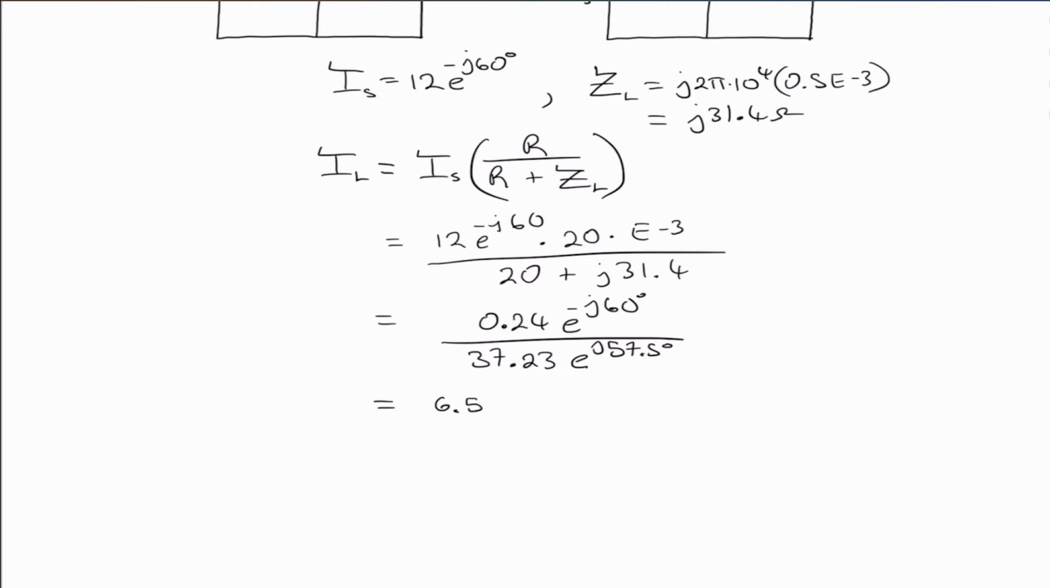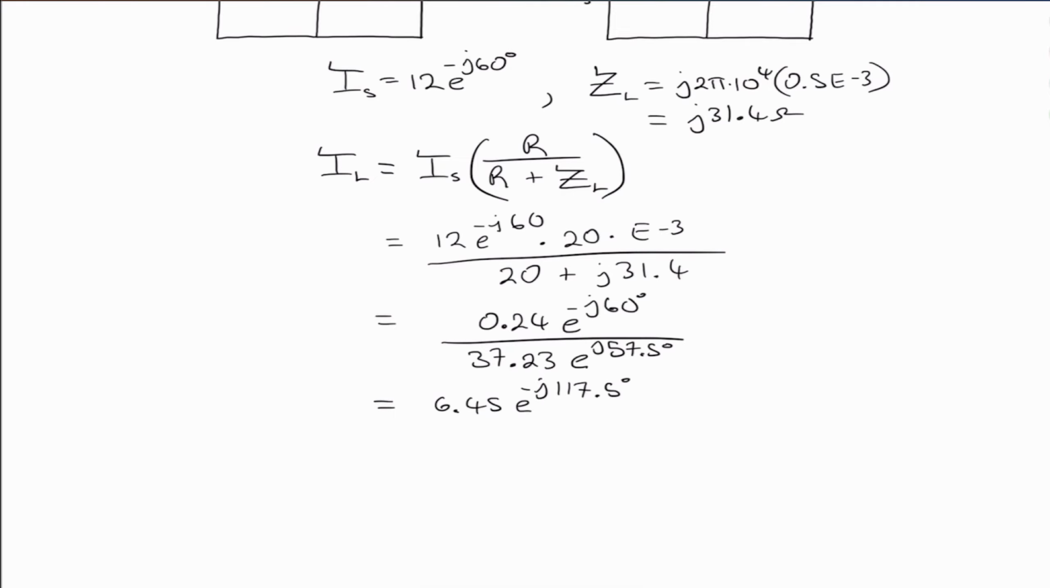6.45, or just 6.5, but let's keep 2 decimal places. So 6.45 times the complex exponential e to the j minus 117.5.